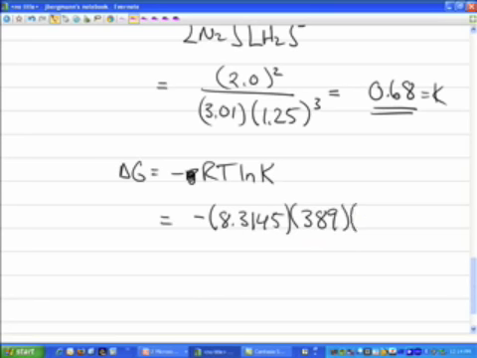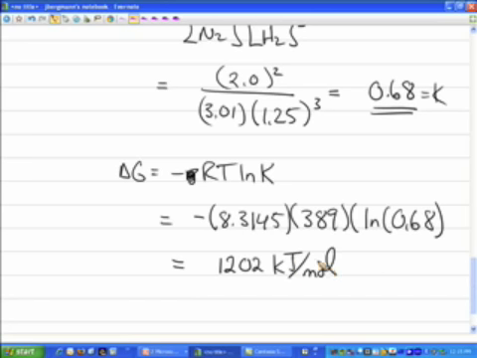389 times the natural log of 0.68. And when you get your calculator out, you get 1202. And the units on that, it does have units, will be kilojoules per mole. Now, it's positive, even with the negative sign here. So that means that this one would not be spontaneous. And that makes sense because K is less than 1, so it's going to favor the reactant side.